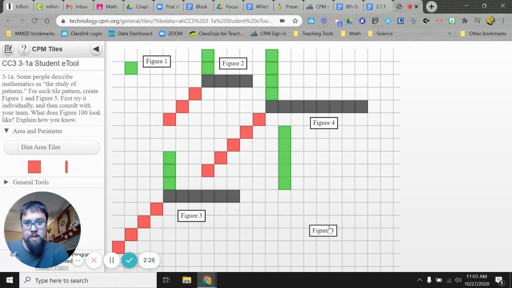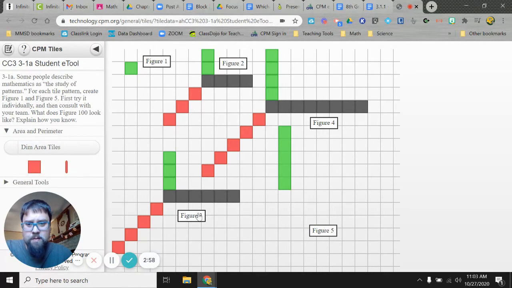Let's talk about the black portion. So the black portion in figure 2 has 1, 2, 3, 4 tiles. So maybe it's just add 2. Maybe 2 plus 2 is 4. Maybe that's it. In figure 3, it has 1, 2, 3, 4, 5, 6. 3 plus 2 is not 6, so it's not add 2. Let's go back to figure 2. Figure 2 has 4. 2 times 2 is 4. Doubled. Maybe it's just doubled.